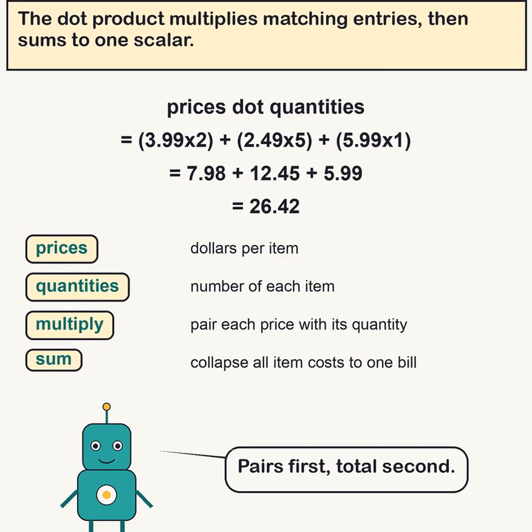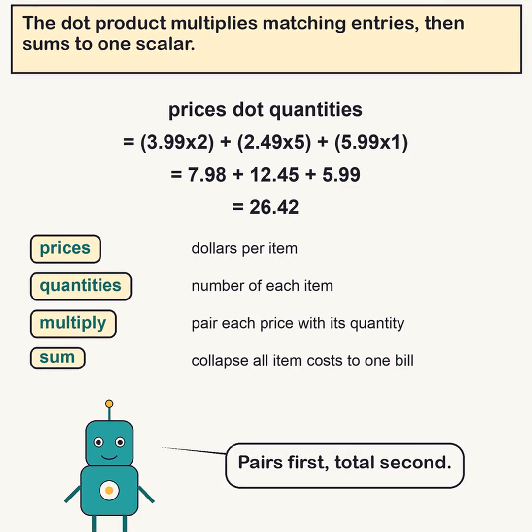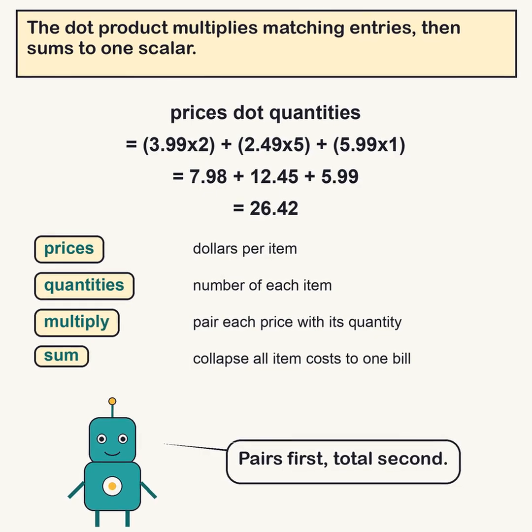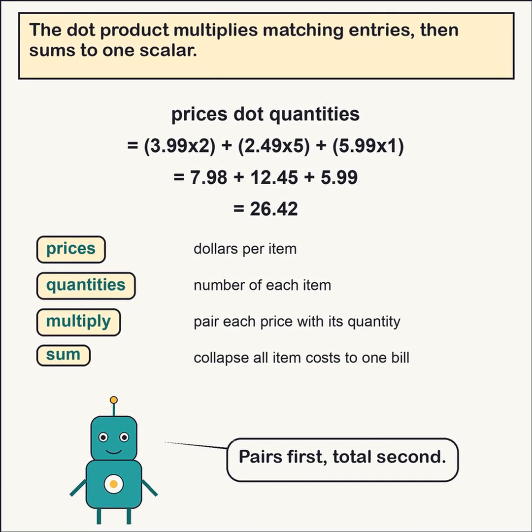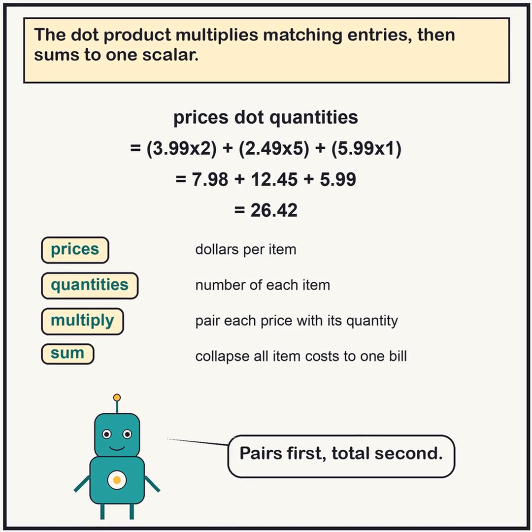The dot product multiplies matching entries and adds the results. Prices dot quantities gives one scalar, the total grocery bill. Real-world analogy. It is like a shopping receipt. Each item price meets its quantity, and the final sum is the bill.